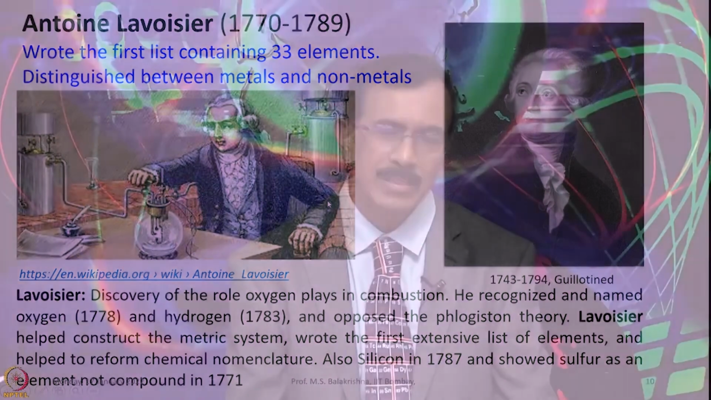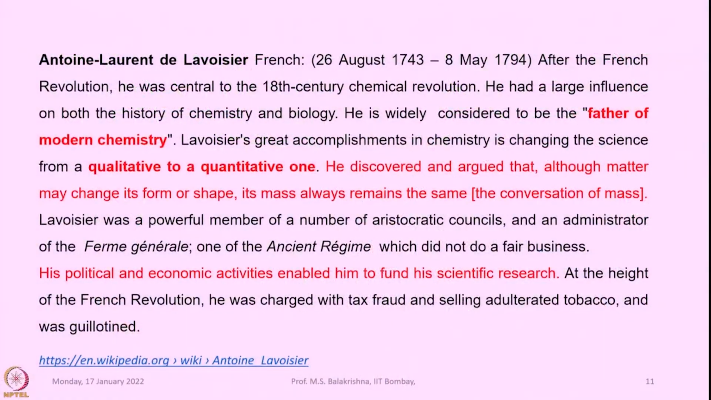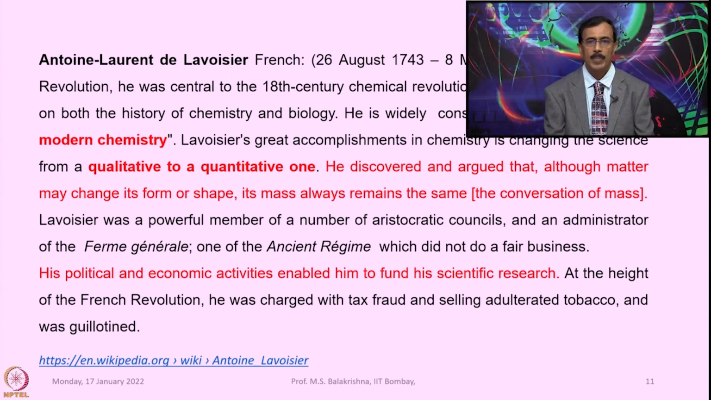He is a French scientist cum chemist. After the French Revolution, he was central to the 18th century chemical revolution. He had a large influence on both the history of chemistry and biology. He is widely considered to be the father of modern chemistry. Lavoisier's great accomplishment in chemistry is changing the science from a qualitative to a quantitative one. He discovered and argued that although matter may change its form or shape, its mass always remains the same. That means he was trying to establish the law of conservation of mass at that time.